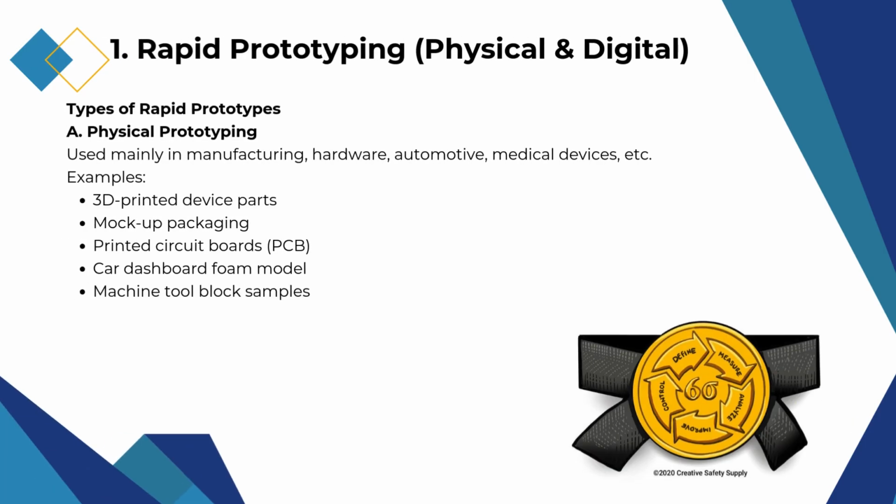Physical prototyping is a type of rapid prototyping mainly used in manufacturing, hardware, automotive, and medical device industries. It involves creating tangible models such as 3D printed parts, mock-up packaging, printed circuit boards, car dashboard foam models, or sample machine tool blocks. These physical prototypes allow teams to test fit, form, function, ergonomics, and manufacturability early in the design phase, helping identify issues and refine the design before mass production.